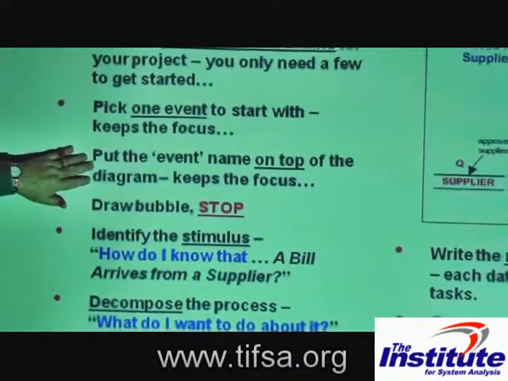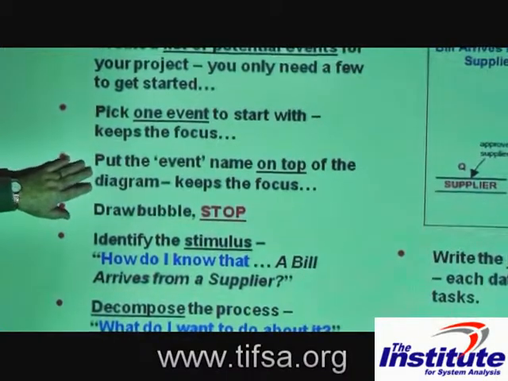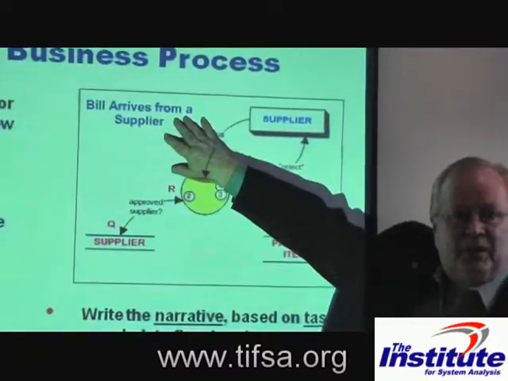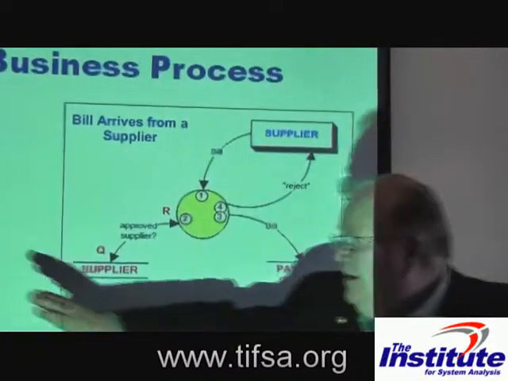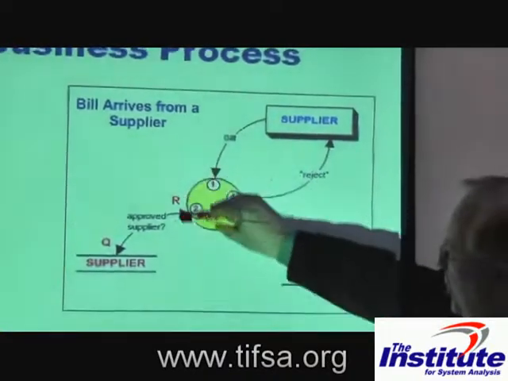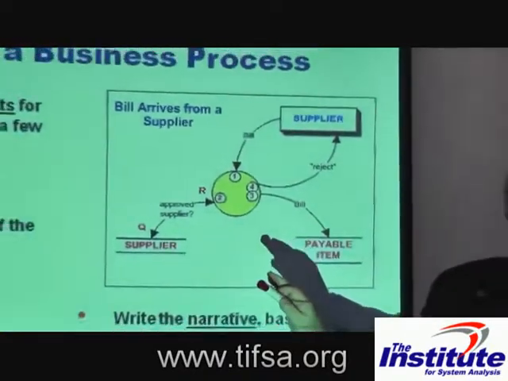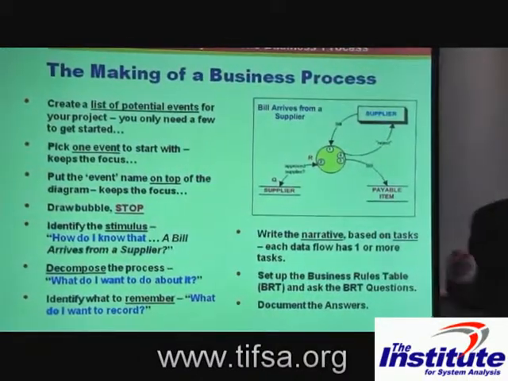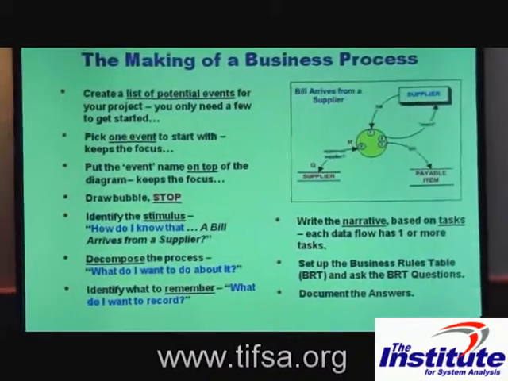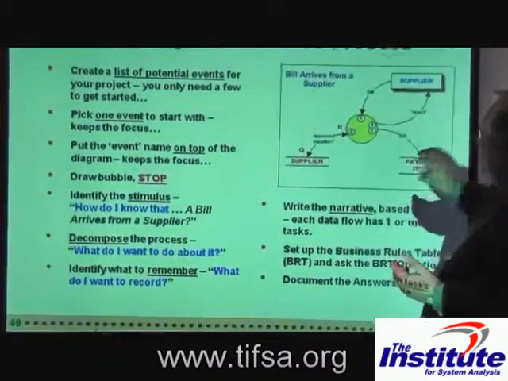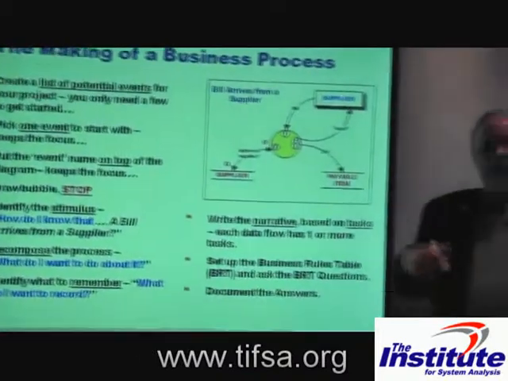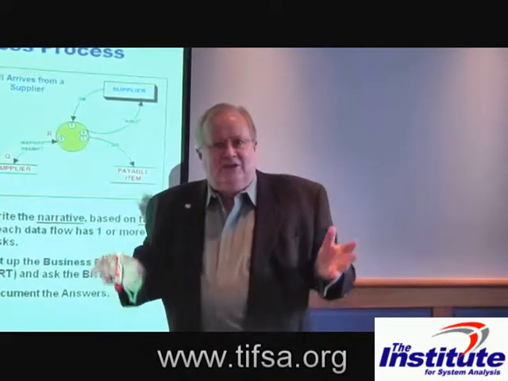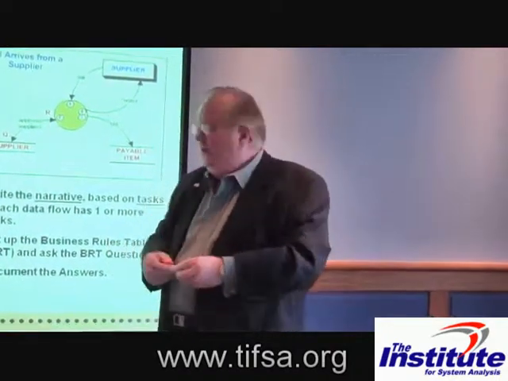With that one event, put the event name on top of the diagram and keep it focused. You see over here, we have an event, bill arrives from the suppliers. You write that out. Next thing is you draw the bubble. So you draw this bubble, nothing else, on the diagram. Don't try to figure out everything that might be on it and so on. Because I've seen a number of people do that, where they stand back from their blank page, their canvas, and they say, well, what might all the stuff be that should be on that drawing? And if you do that, you're going to spend a whole lot of time staring at that blank page, and that's just not a very good thing to do.